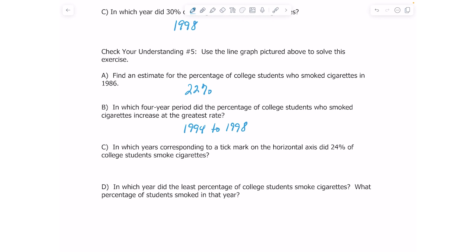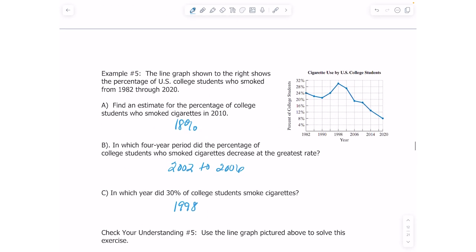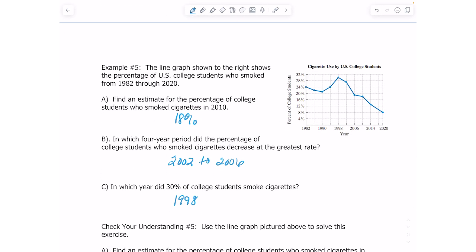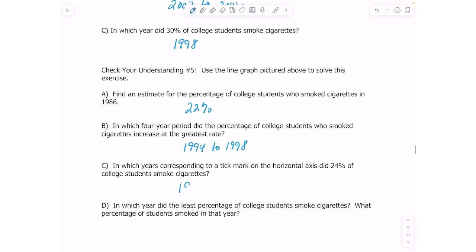In which years corresponding to a tick mark on the horizontal axis did 24% of college students smoke cigarettes? So here's your 24%, and we can already see that 1982 is 1 year that happens. But if I go across, I can also see that in 1994, 24% smoked. So we have 2 answers here, 1982 and 1994.